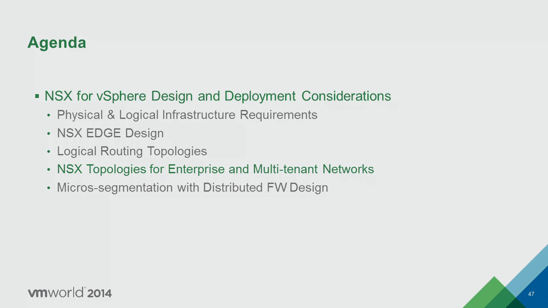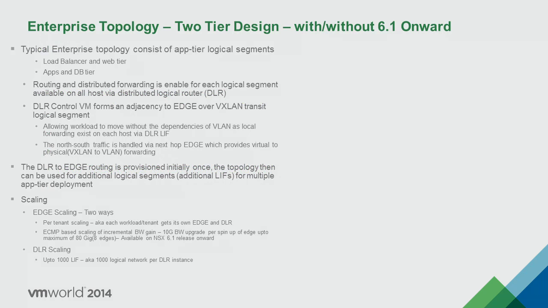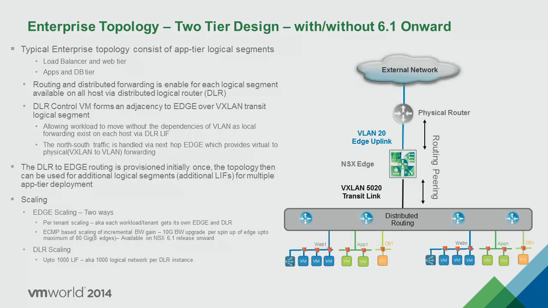NSX topology. We talk about how you implement this design in a variety of formats, right? Let's talk about the first design. It's called the typical enterprise design. You have a DLR and a bunch of connected logical segments. This is distributed routing across multiple hosts, with multiple web, app and DB tiers. They are all connected to a single NSX Edge HA pair, right? The HA pair I'm not showing, but it forms the adjacency over the VXLAN transit link. Then the NSX Edge pairs with your physical router.